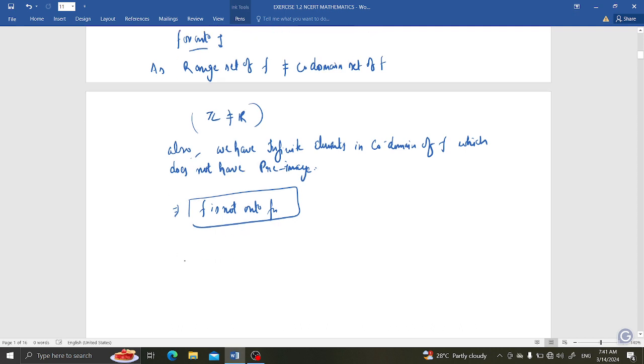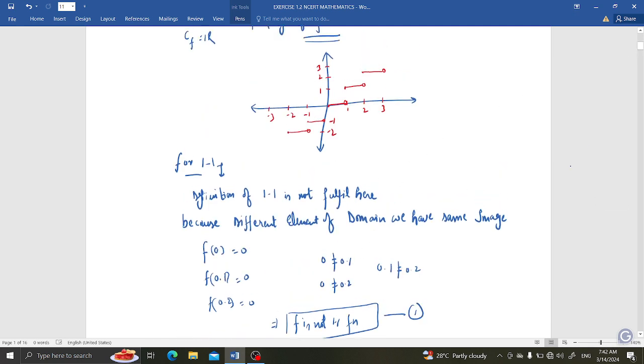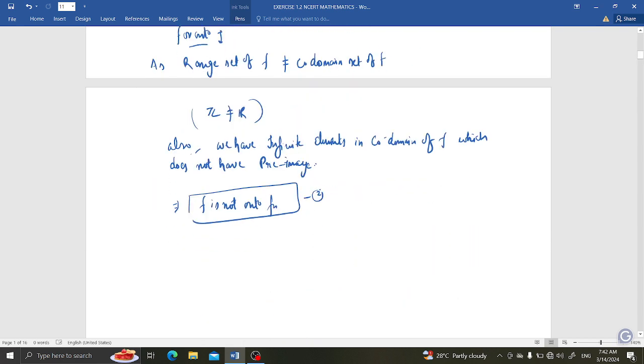So from the first and second, this is our first, and this is our second, f is neither one-one nor onto function on the given domain and codomain.